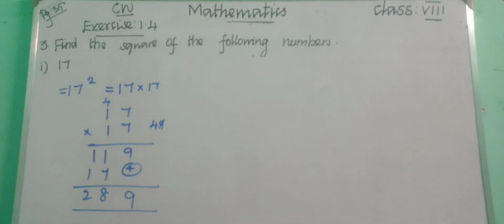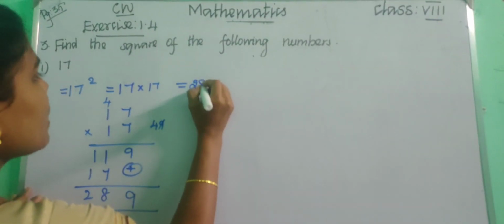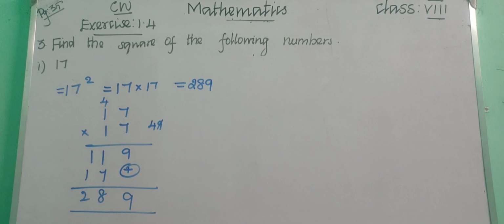So 17 square equal to 289. Okay, children, 17 square equal to 289. Very easy, right? If you know how to multiply clearly, you can do it very easily. Okay, children, so copy it in your notebook. Pause the video and copy. Okay, children, so let us do the next one.